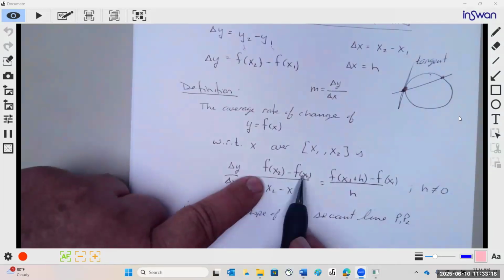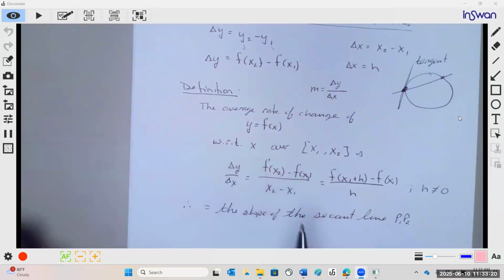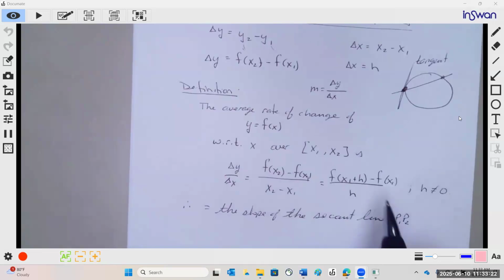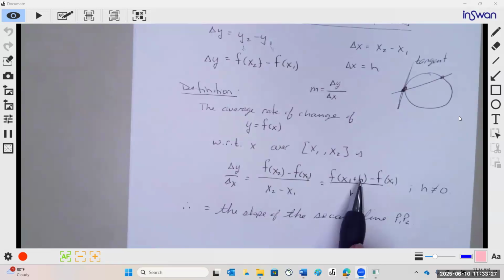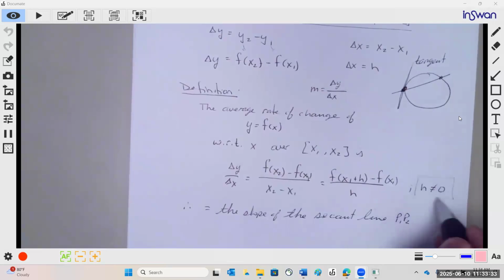Because you notice here we have 2 points. We have x1, x2, we have y1, y2. So we have 2 points. And here, all we have is the x value at 1 point and the function at that point. So we're looking at here, right now, we're saying that h cannot equal 0.